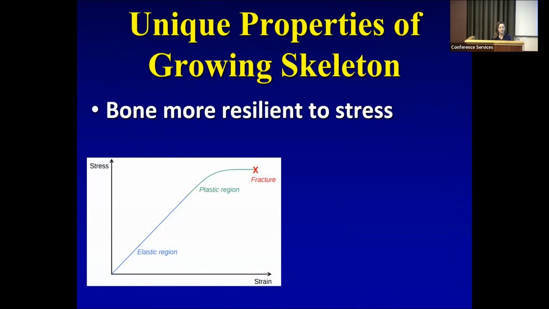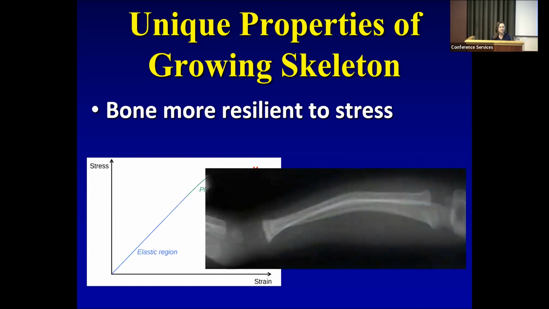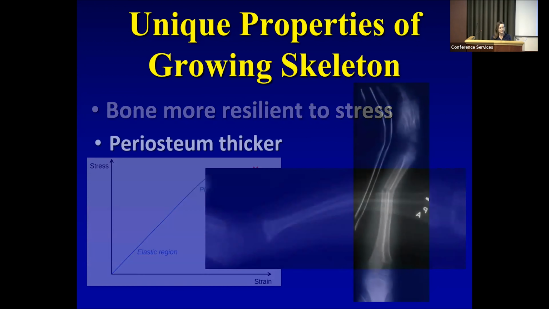The bones are more resilient to stress than adults. So when a big force is sustained to the extremity, there's a big area of what we call plastic deformation. So sometimes the bone can bend just like this before it even fractures. So we treat kids sometimes differently than adults.